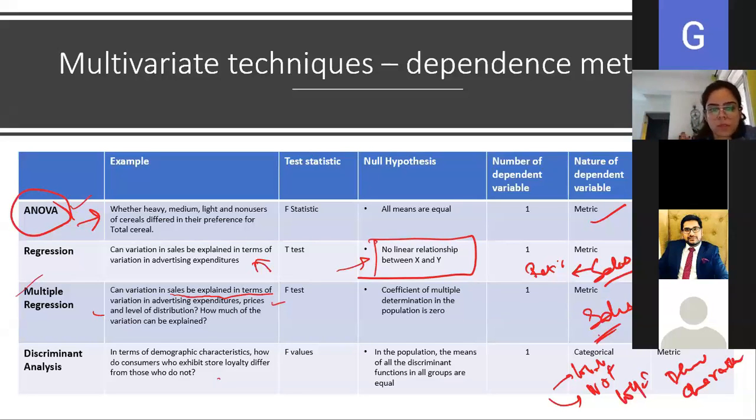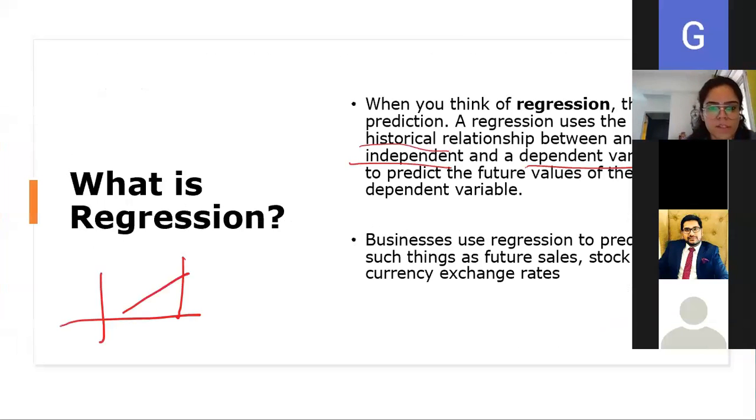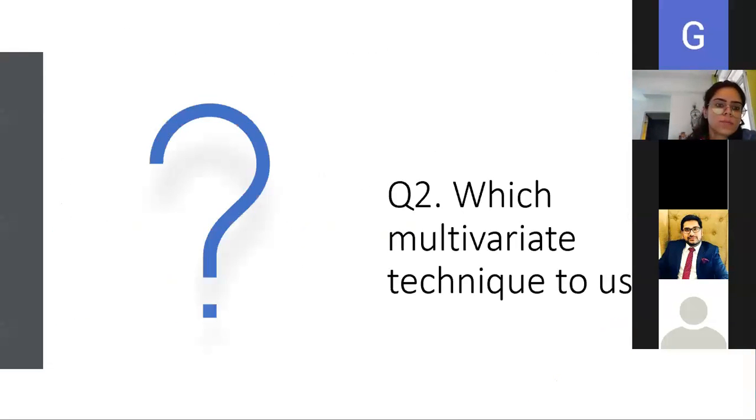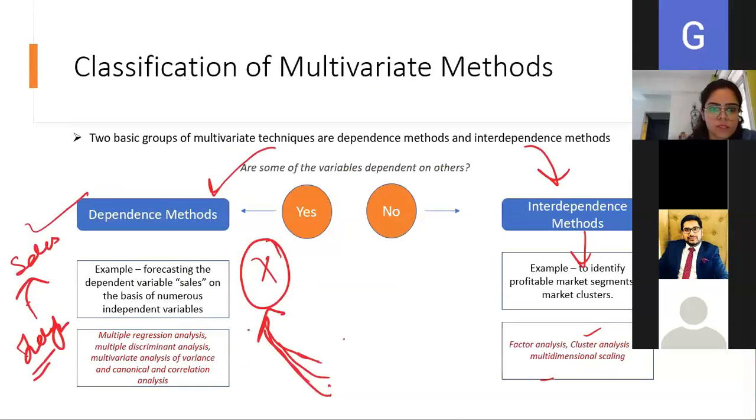Similarly, null hypothesis for ANOVA, for multiple, for discriminant. So basically you check for this linear relationship in regression, and there is a dependent variable and independent variables. Because of this dependent and independent variables, we call it a dependence method, which we discuss here. Now let's discuss what is factor analysis and what is interdependence method.